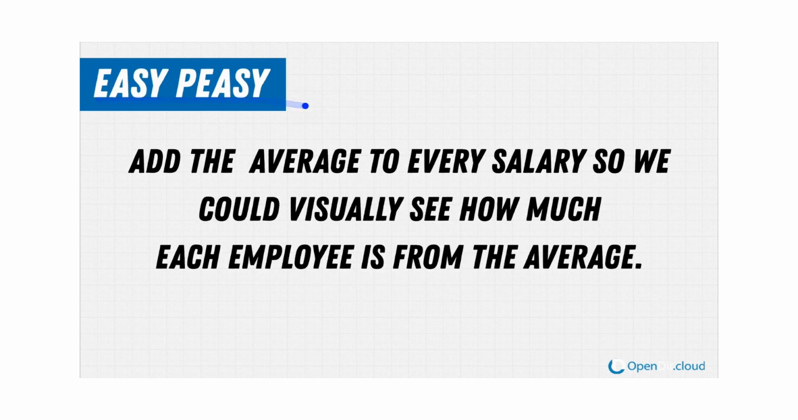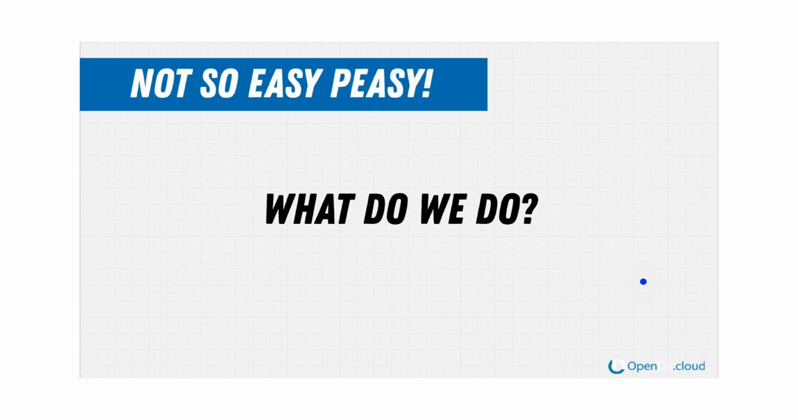Well, that was easy. And now let's say, what if we want to add the average to every salary so we can visually see how much an employee is from the average? Now, think about that. Well, we've calculated our average and we know the average per department. But let's say we wanted to do a query. And in that query, we wanted to see, hey, well, this is my salary and this is the average for my department. And I could see it right beside my salary so I can see how far off I am from that average. Well, what do we do now? That's not so easy peasy. What do we do? How do we do this?